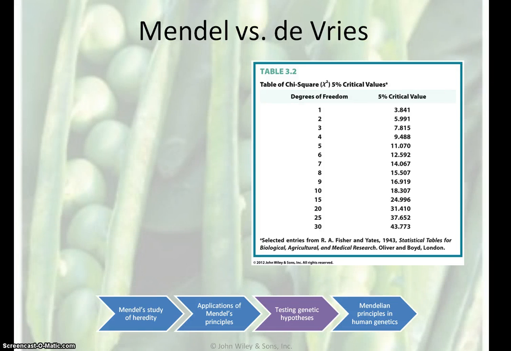Welcome back. This is part 4 of chapter 3. This is our last recording for chapter 3. We're again going to pick up where we left off. We were talking about the chi-square analysis and critical values. Now let's go back and compare Mendel's experiment with de Vries's experiment.